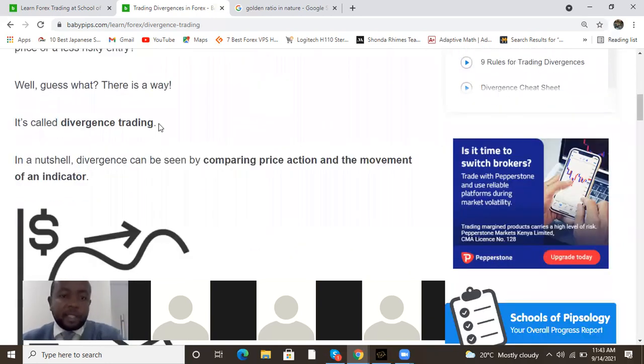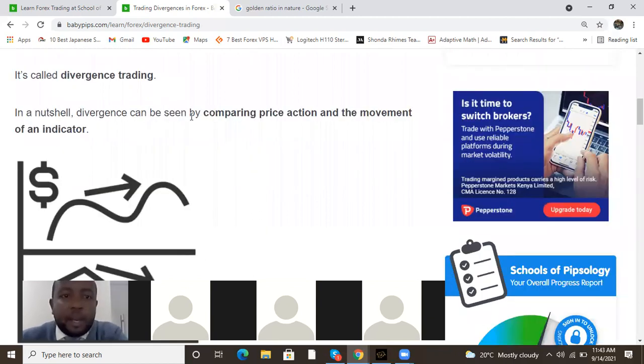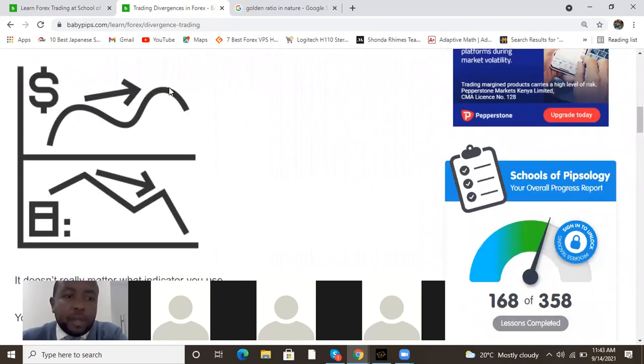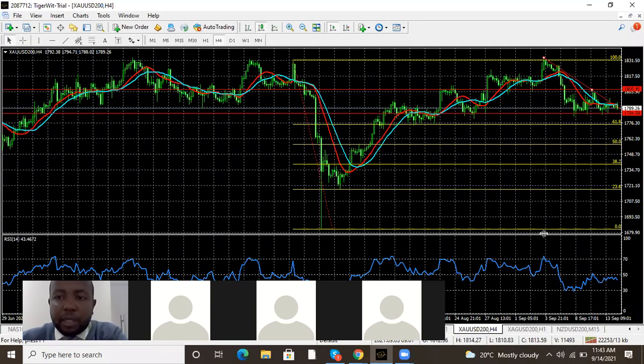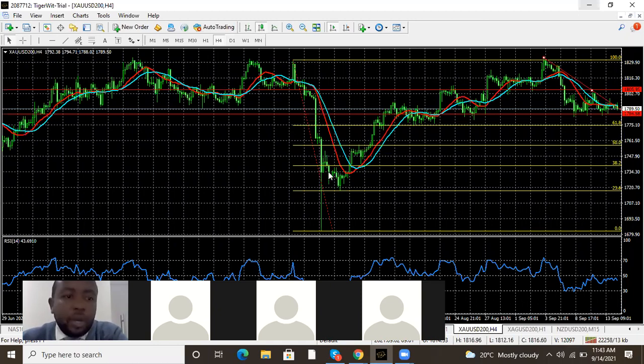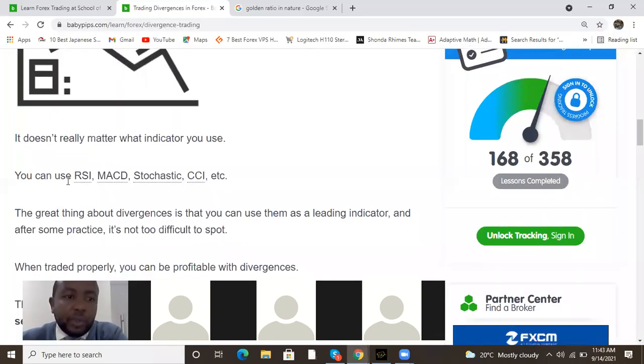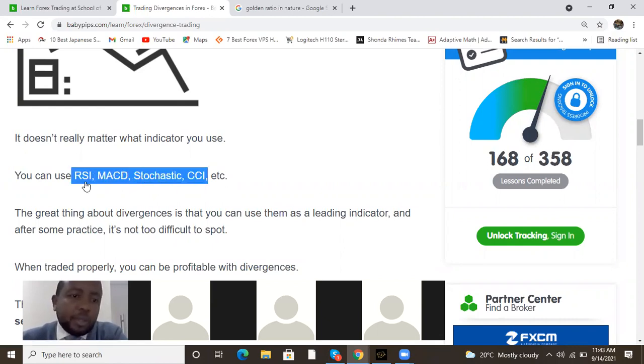It's called divergence trading. So in a nutshell, divergence can be seen by comparing price action and the movement of an indicator. This is our price action, and then our oscillator, or the movement of the indicator, is down there. Now we are talking of something like our RSI down here. You can see this is now the indicator. It doesn't really matter which one you use. You can use RSI, MACD, stochastic, or CCI. These are the four oscillators I mostly use.